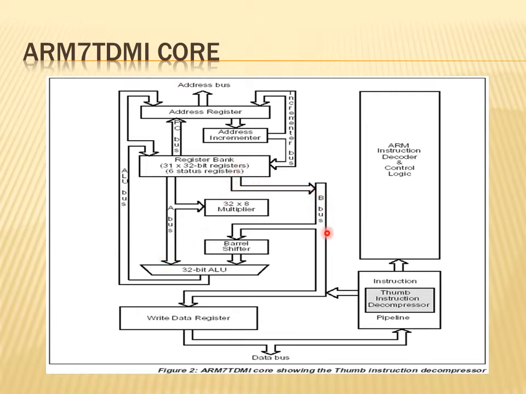If you look at this, the register bank contents are available to the ALU through one bus, the A bus. The other data can be taken through the B bus, and it is available to the ALU. But whenever the data is coming from the B bus side, it passes either through the barrel shifter, or it can be loaded directly into the ALU.